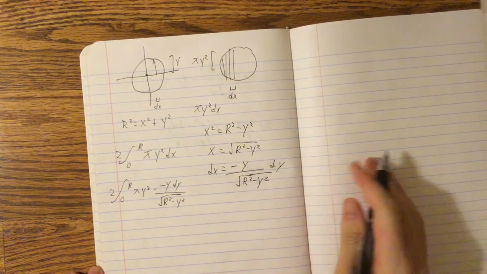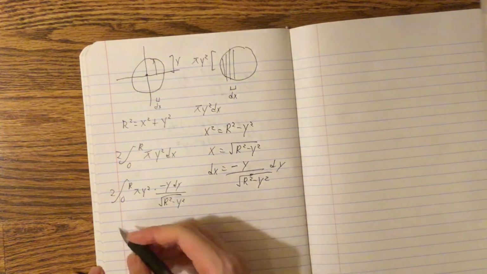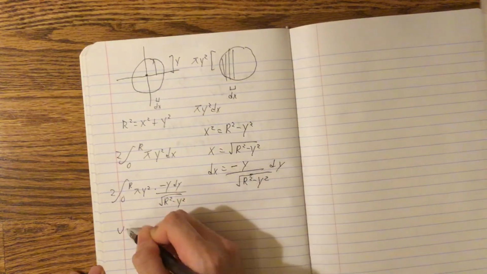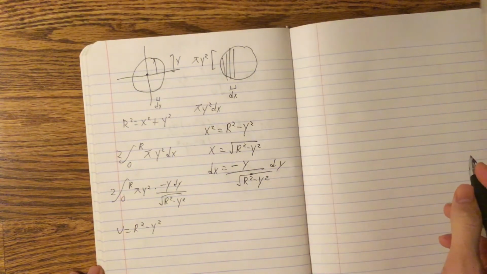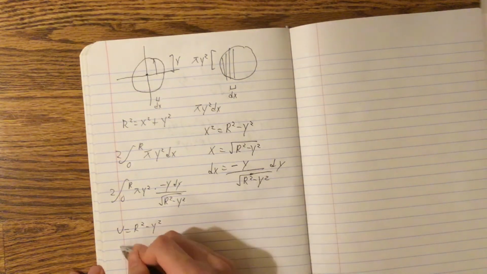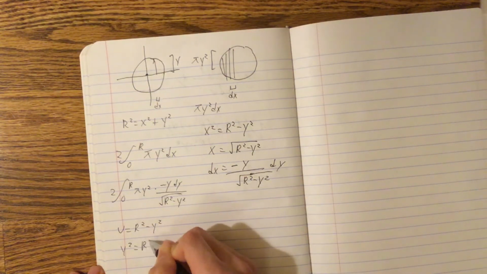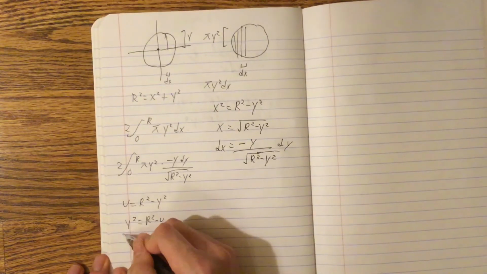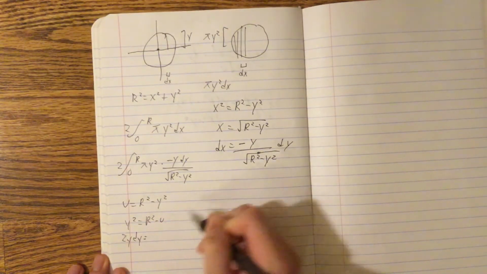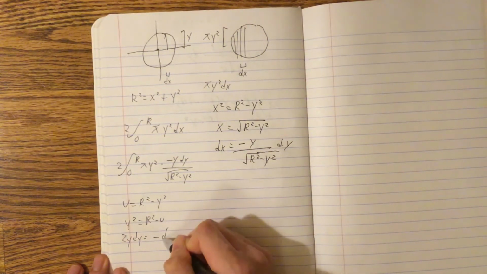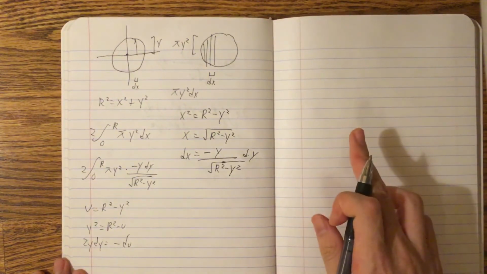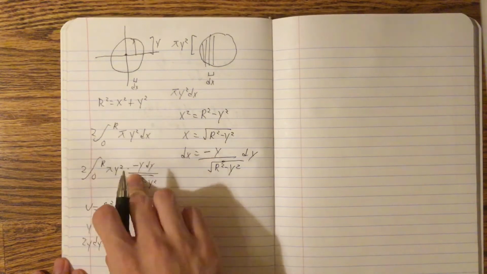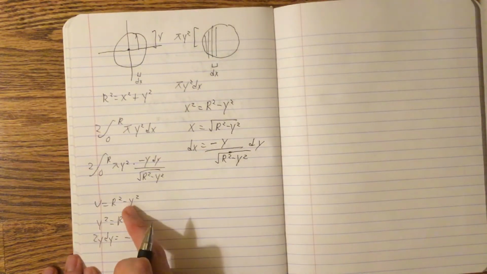And now we're at a really tricky integral, so we have to use u substitution. Let's define u as r squared minus y squared, right? And y squared would be r squared minus u, and 2y dy would equal negative du. All right. So should I start a new page? No, let's just start in here. All right, so first we're going to plug this in.